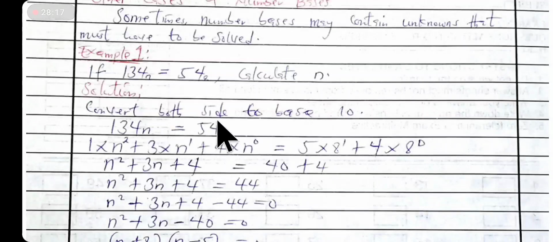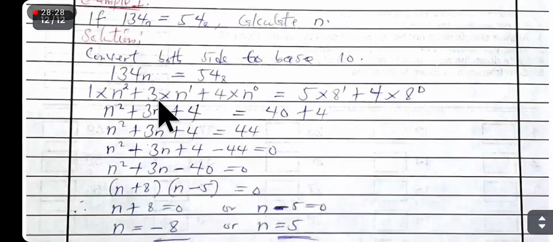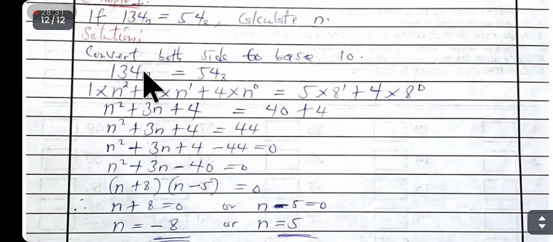So convert both sides to base 10. We have to convert 52 in base 8 to base 10, and we have to convert 134 in base n to base 10. So the method of converting to base 10, of course, this is equal to this. First of all, the left hand side: 1 times n, plus 3 times n, plus 4 times n. Then you start numbering from the right to the left, 0, 1, and 2. It follows the same way of converting to base 10.